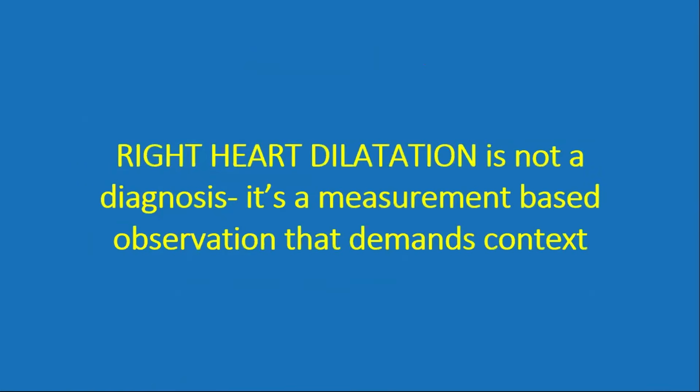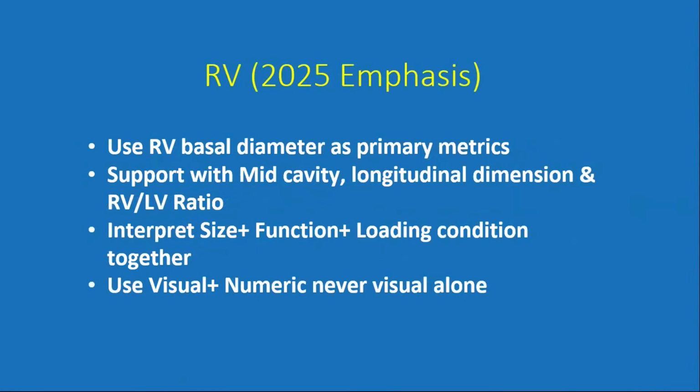So right heart dilatation is not a diagnosis. It's a measurement based on observation that demands context. So don't write right heart dilatation as a diagnosis. Find out why is it dilated. And now the guidelines on the right heart have come up after a long gap, one was in 2010, 2015, and now 2025.